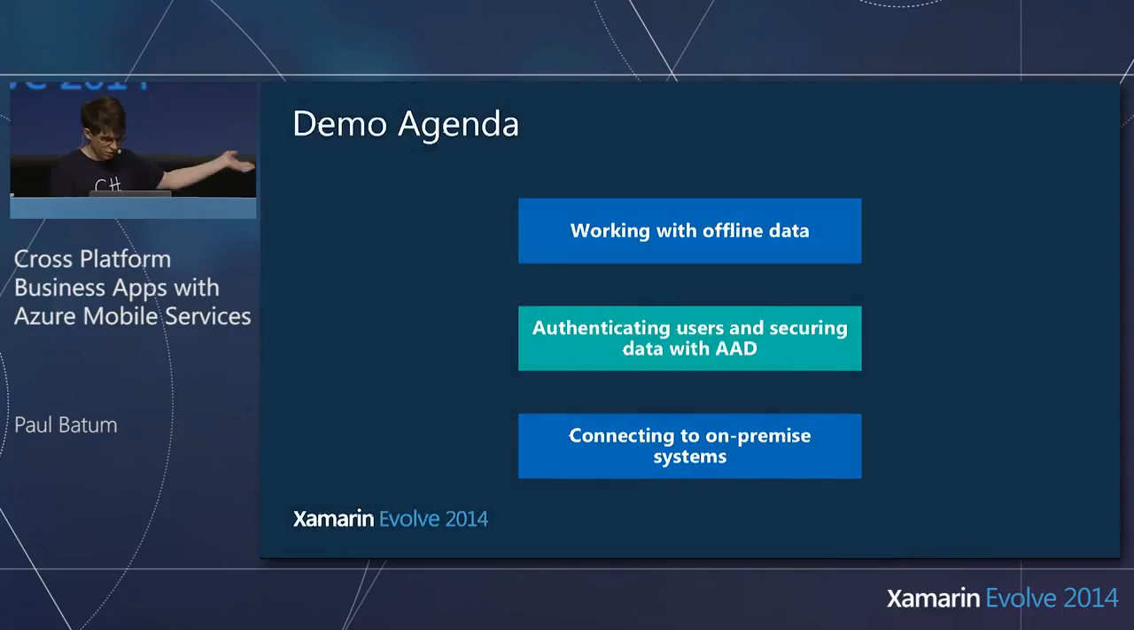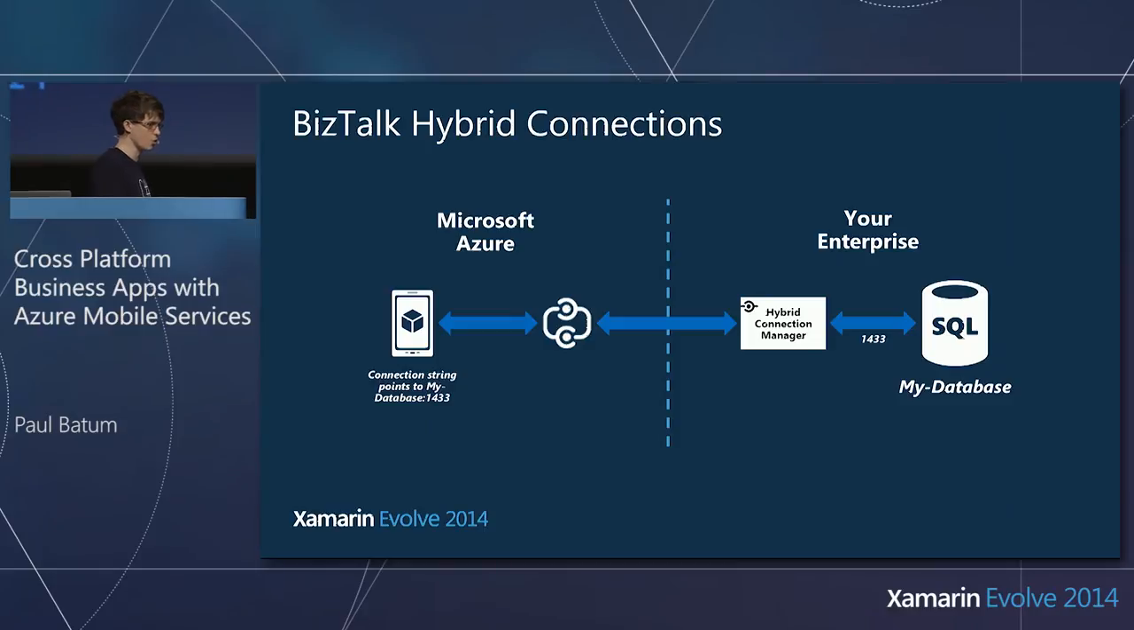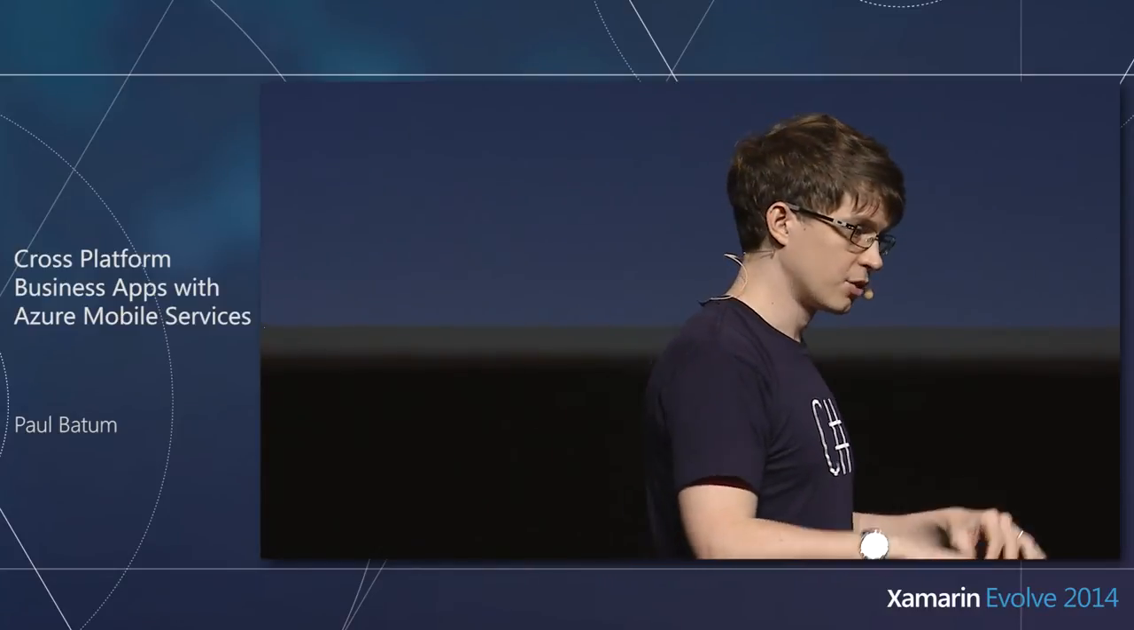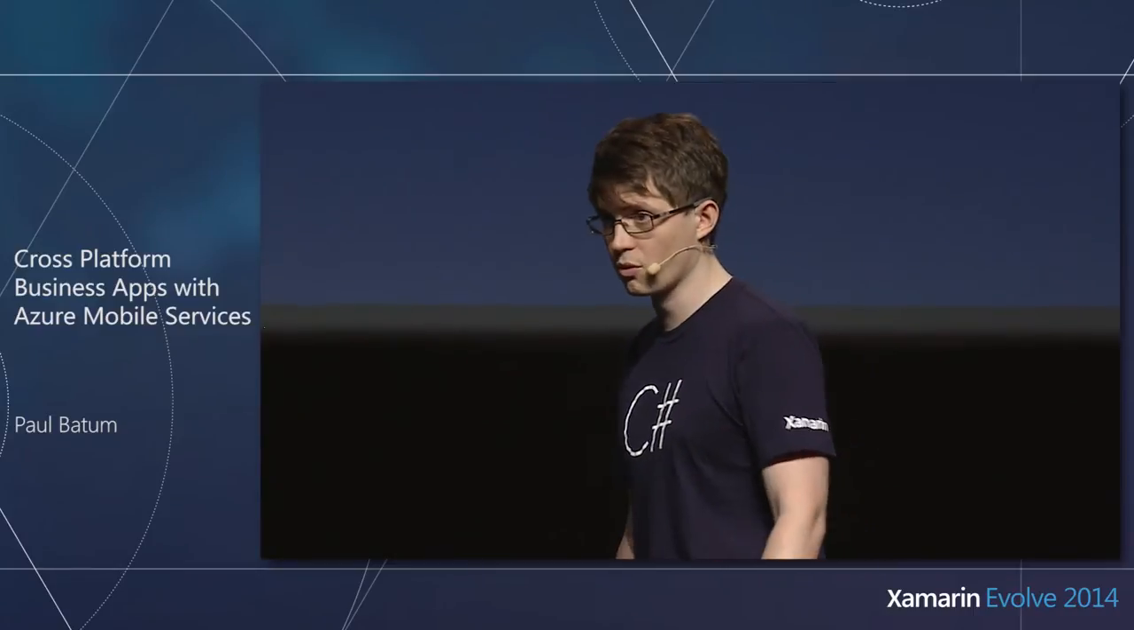I ran through offline. I ran through Active Directory. What about connecting to on-premise systems? So we have this really cool technology in Azure now called BizTalk Hybrid Connections. It's part of BizTalk. It acts as a bridge between Azure and your enterprise. The way it works is you install this hybrid connection manager in your enterprise. You can install multiple instances of this thing, and it load balances. Those hybrid connection managers are capable of connecting to other systems that you have on your premises, for example, a SQL database running on port 1433.